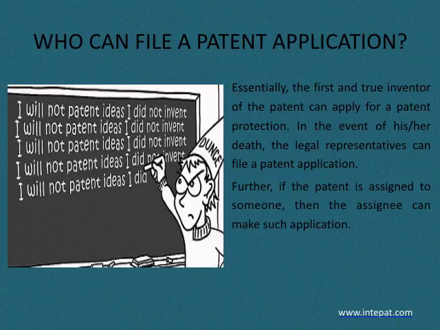Further, if the patent is assigned to someone, then the assignee can make such an application. Assignment means when the true and first inventor gives up all his rights in favor of a third party. So now the inventor loses all his claims over the invention, and the third party, that is the assignee in this case, has the right to sell the invention, make economic use out of it, and in such a case, the assignee can file an application for the patent protection.